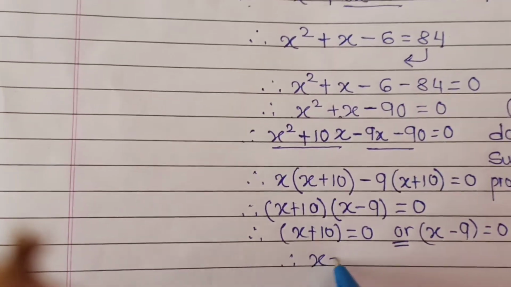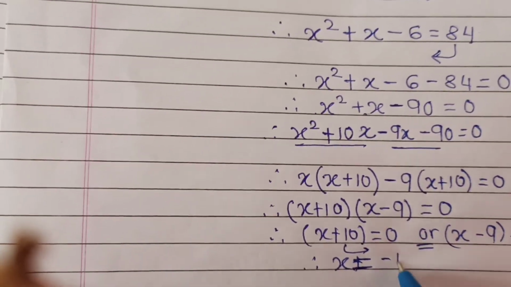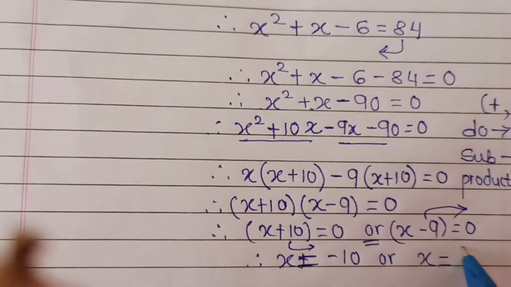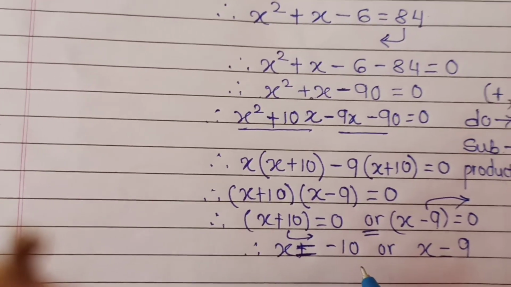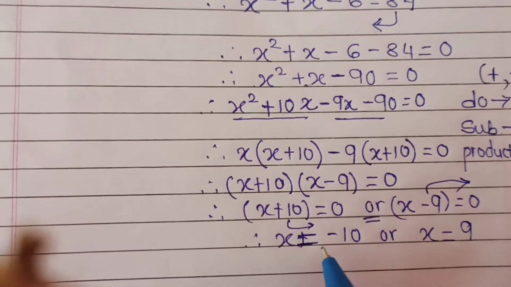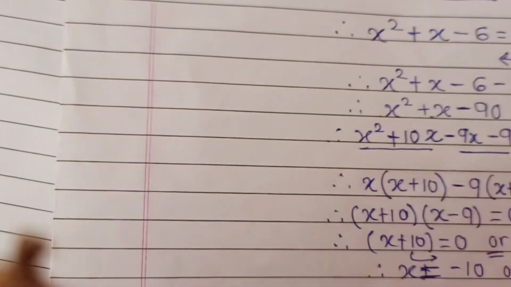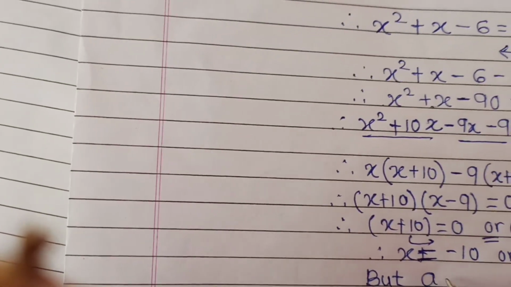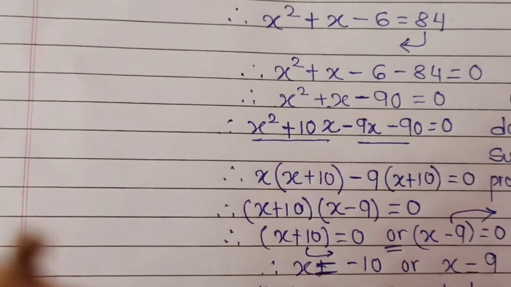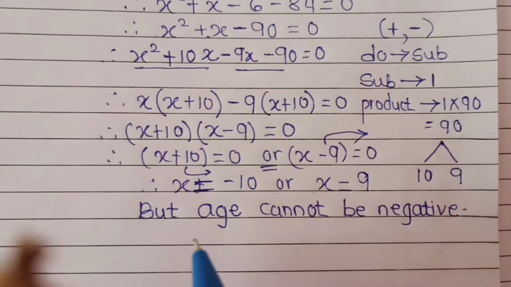So therefore x is equal to, 10 will be transferred to the other side of equal to, it will be minus 10, or x is equal to, 9 will be transferred to the other side of equal to, it will be 9. We know the rule: when a number is transferred from one side of equal to the other, its sign changes. So we have got two solutions, two roots: x is equal to minus 10 or x is 9. But age cannot be negative. So therefore we cannot take the value of x as minus 10.